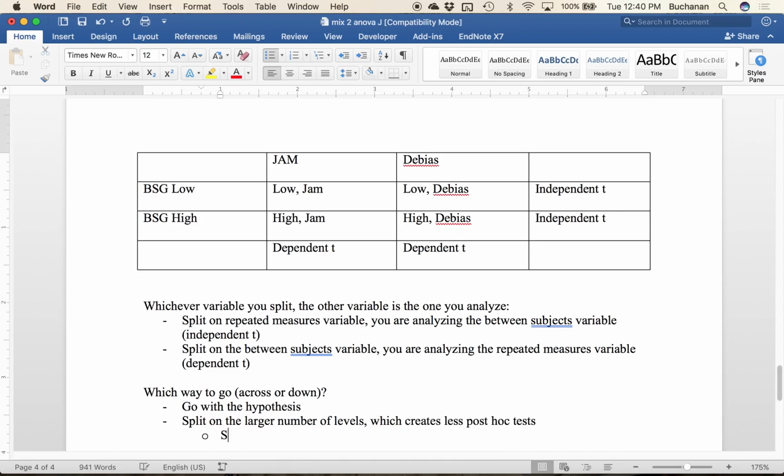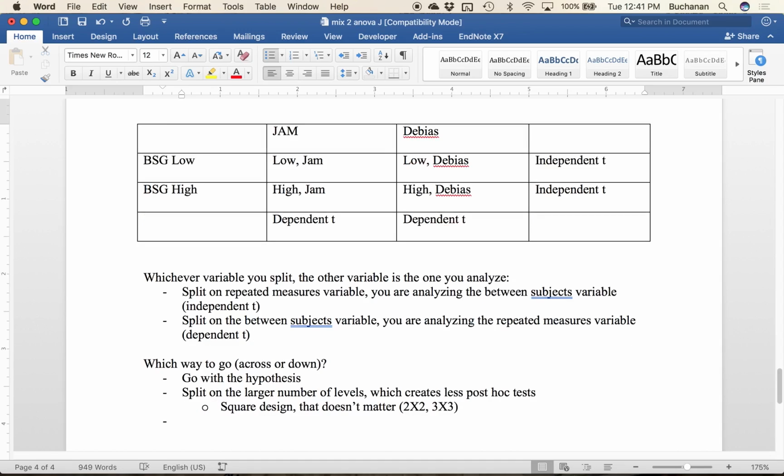Okay. In a square design, that doesn't matter. And by square, I mean it's a 2 by 2, 3 by 3, etc. And in this case, we do have a square design, so it doesn't really matter.